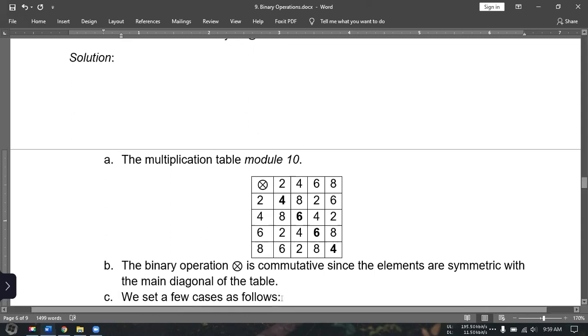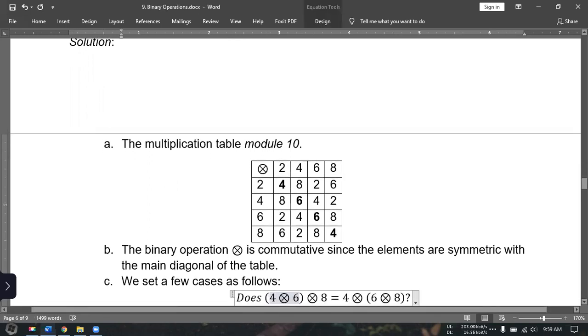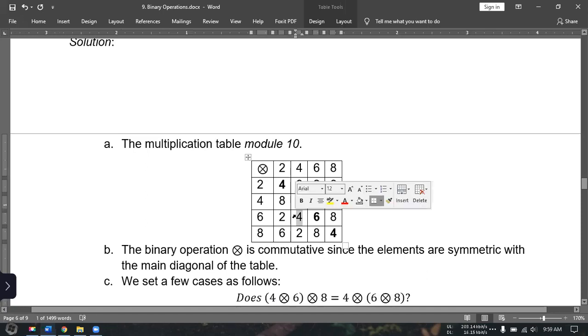And associativity, the same. We have to test for some cases only. You don't have to show all the cases, right? So we set a few cases as follows. For example, let's test if the left and the right side of this equation are equivalent: the product of 4 and 6 times 8, is it equivalent to 4 times the product of 6 and 8? Using the table, 4 times 6 is 4, and 4 times 8 is 2. This is the left side of the equation.